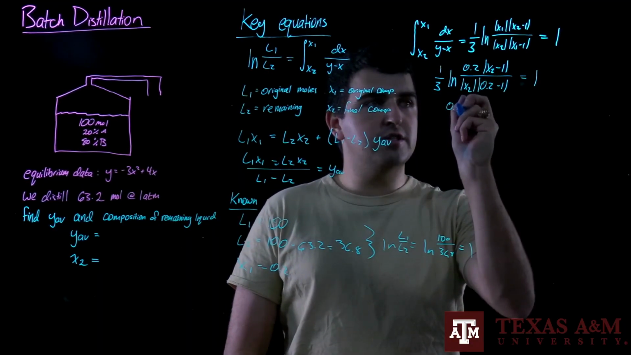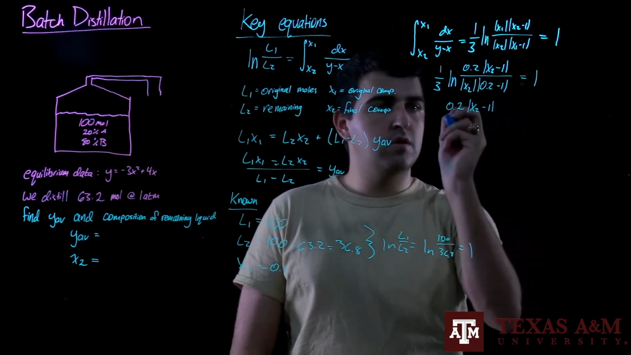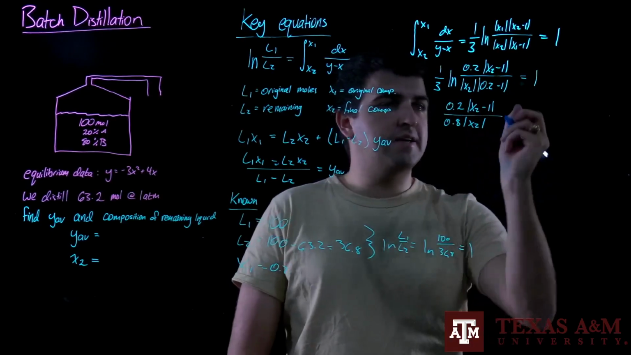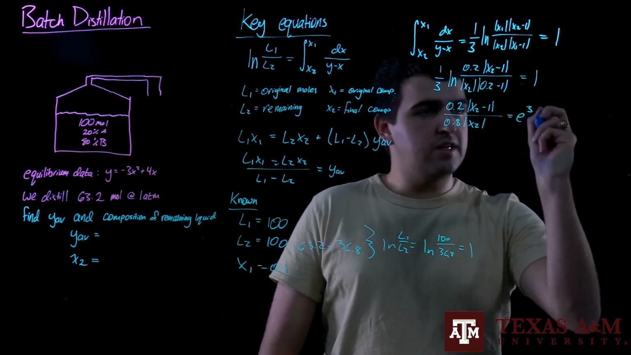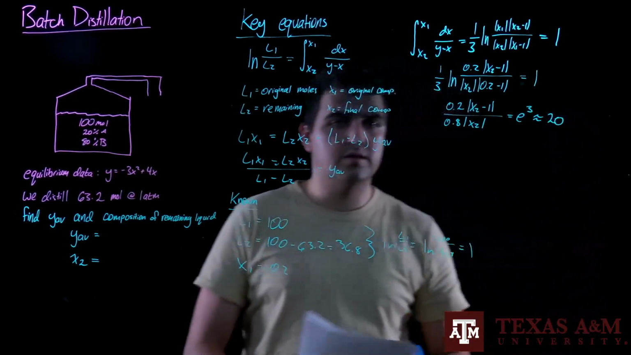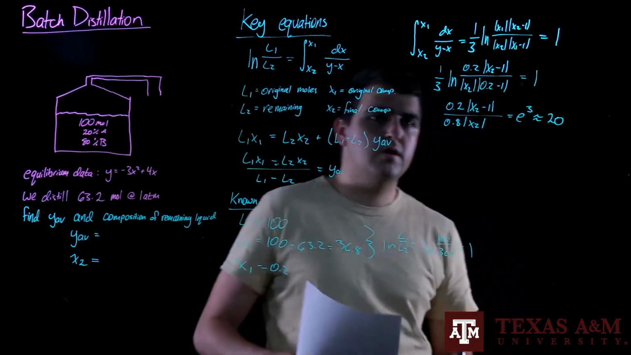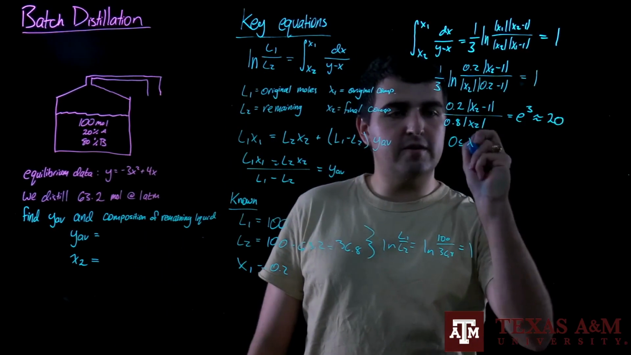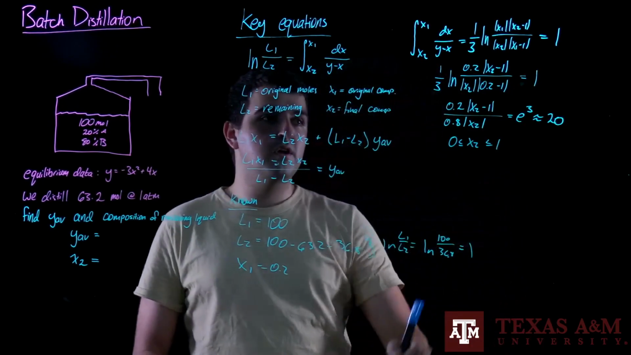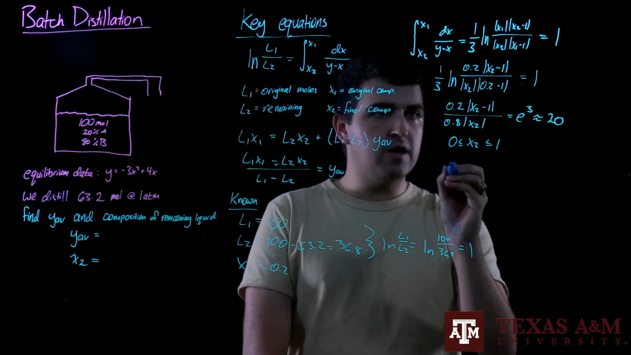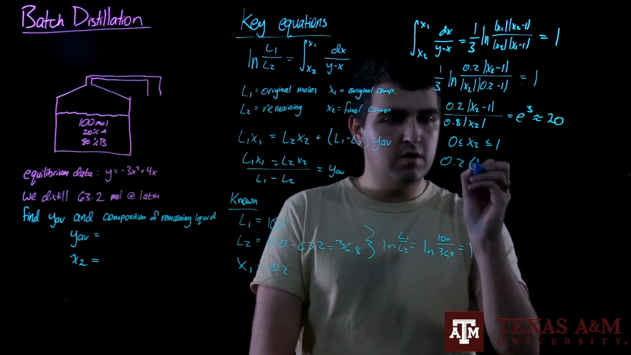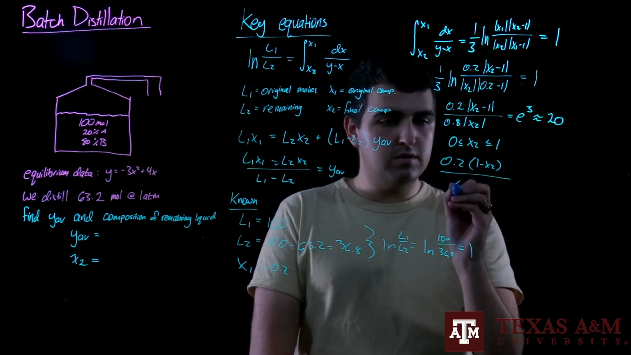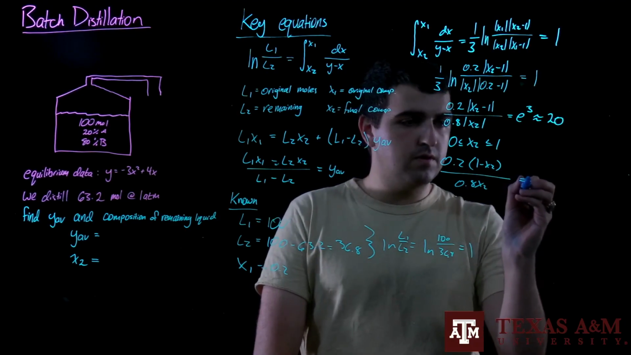That gets rid of our fraction, so we get 0.2. Or gets rid of our log term, so we get 0.8 absolute value of x equals e to the 3, which we're going to round to 20 for this. Finally, because we know that 0 is less than or equal to x2, less than or equal to 1, we can rewrite this to lose the natural logs. So we get 0.2, 1 minus x2 over 0.8 x2 equals 20.